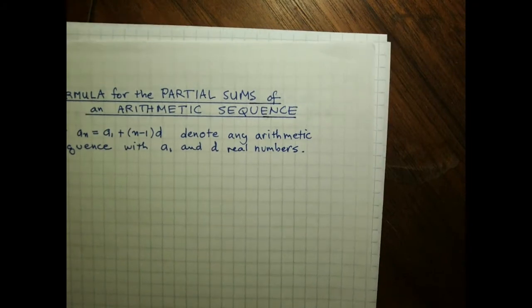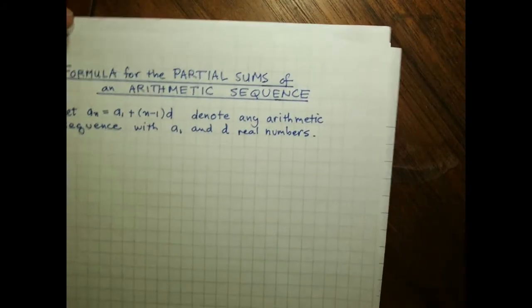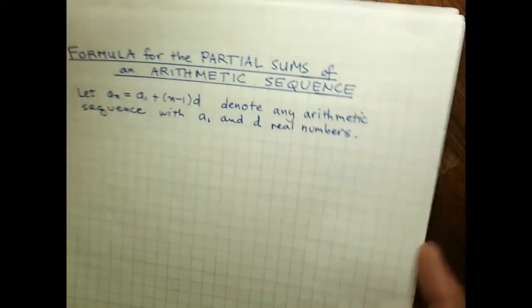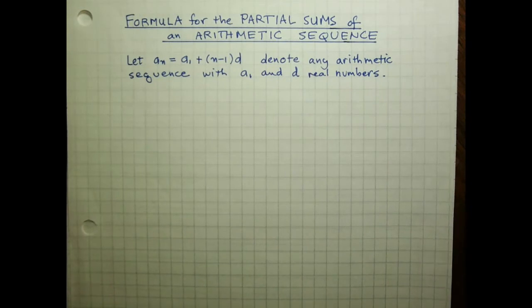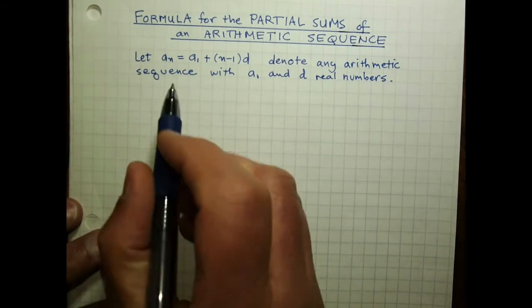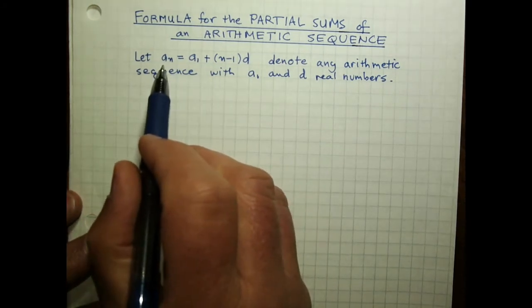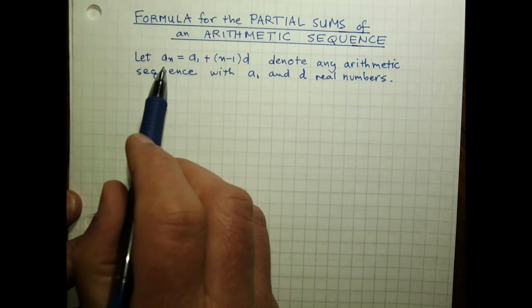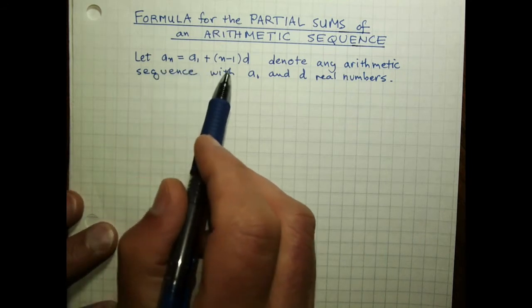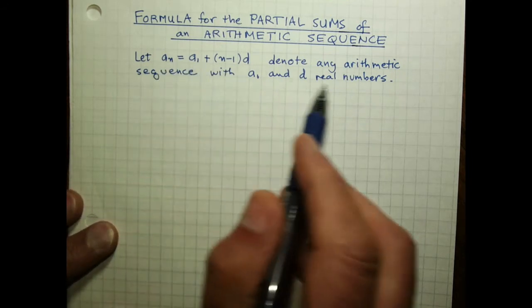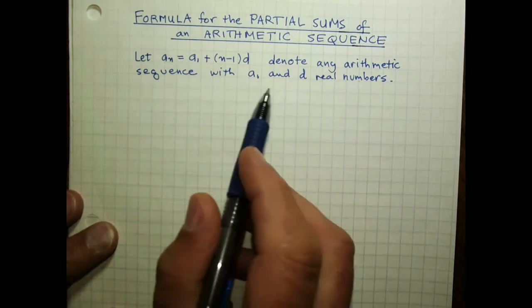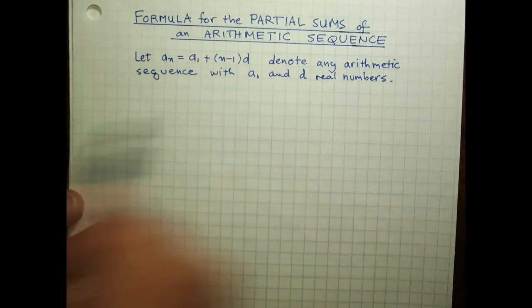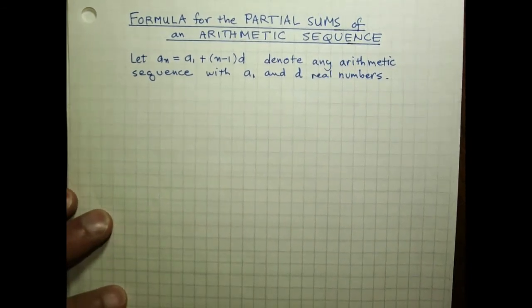What we're going to do is derive a more general formula now for finding the partial sums of an arithmetic sequence. In this case, I'm not going to work with a specific example. I'm just saying let an equals a1 plus n minus 1 times d denote any arithmetic sequence where a1 and d are real numbers. So a1 stands for the first term, d is the common difference.